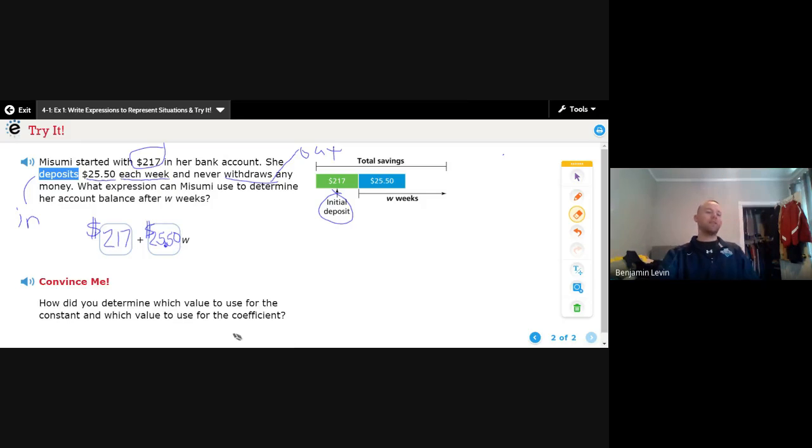And we talked about, Deasia, we talked about deposits mean we're putting money in, and withdrawals mean we're taking money out, right? That's important vocabulary to know, obviously for math class, but it's obviously important vocabulary to know in general in life. Deposit means it's going in, and withdrawal means it's going out.